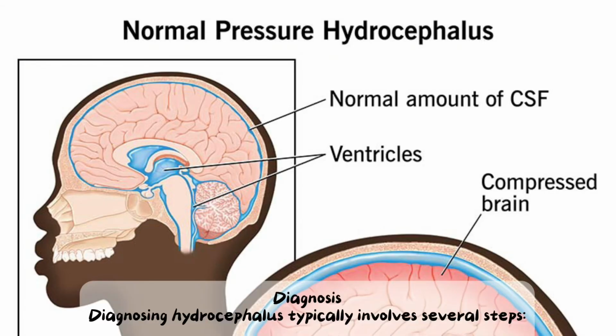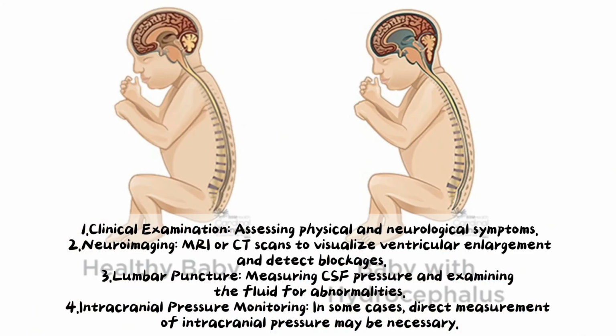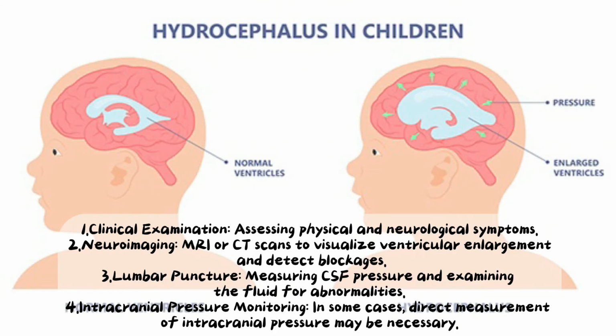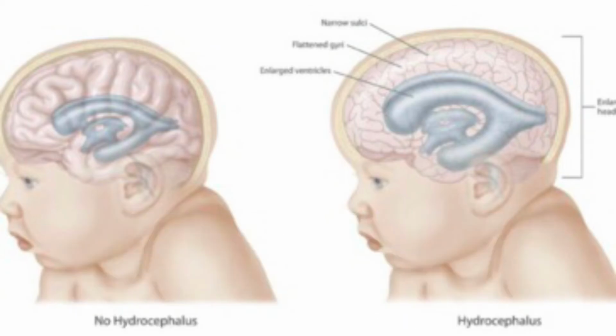Diagnosis: diagnosing hydrocephalus typically involves several steps. 1. Clinical examination, assessing physical and neurological symptoms. 2. Neuroimaging, MRI with CT scans to visualize ventricular enlargement and detect blockages. 3. Lumbar puncture, measuring CSF pressure and examining the fluid for abnormalities. 4. Intracranial pressure monitoring, in some cases, direct measurement of intracranial pressure may be necessary.